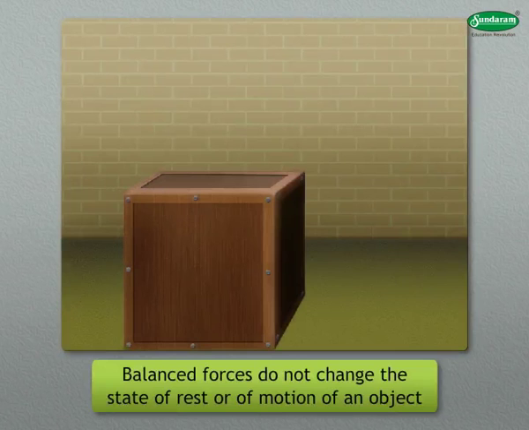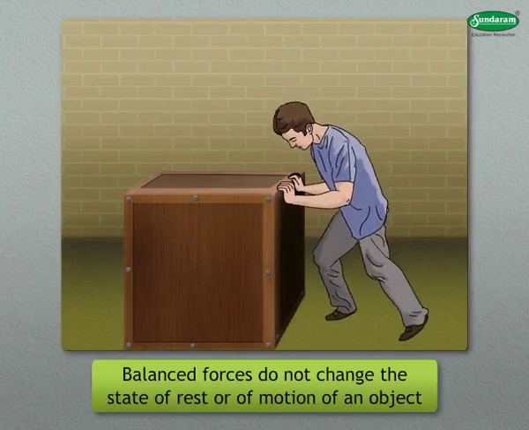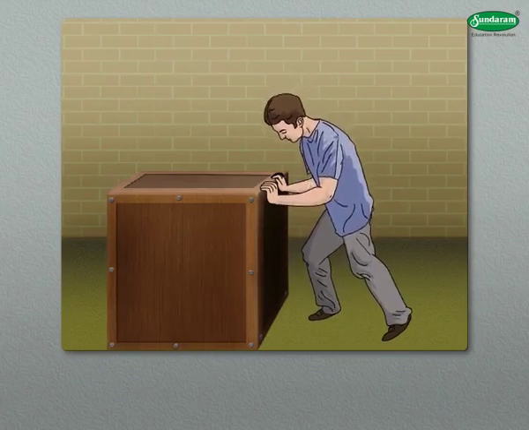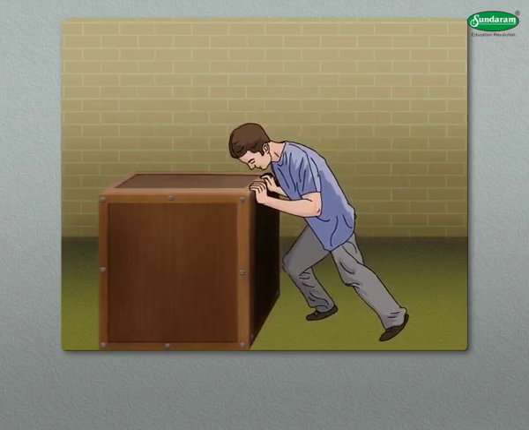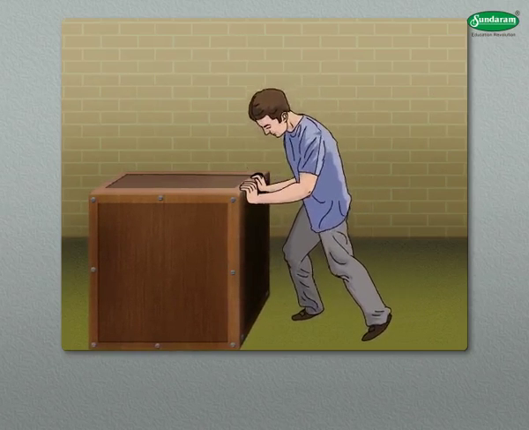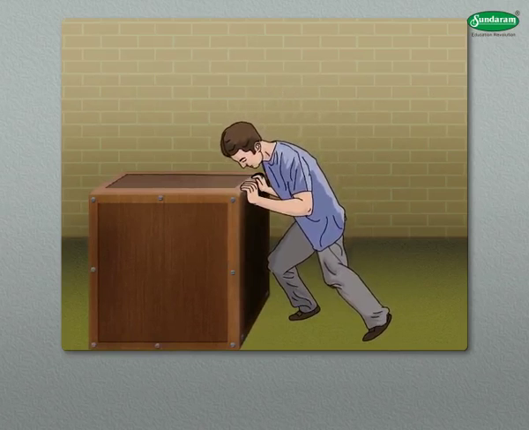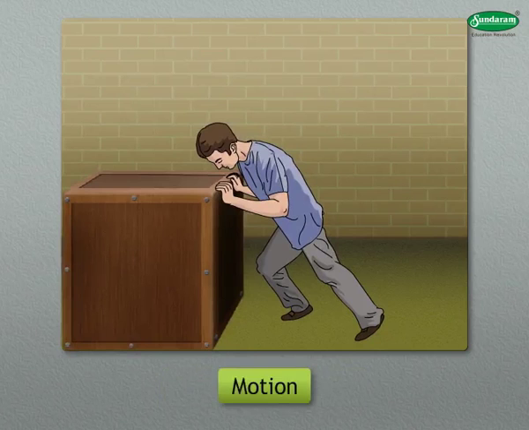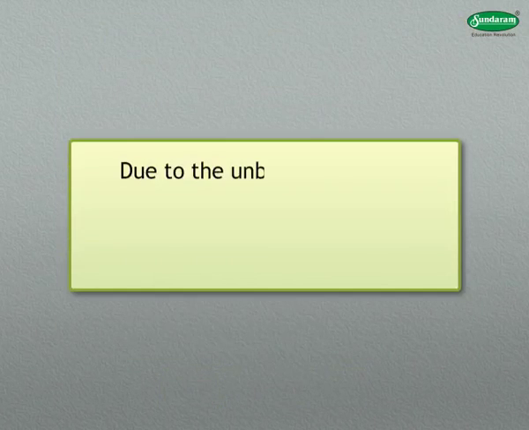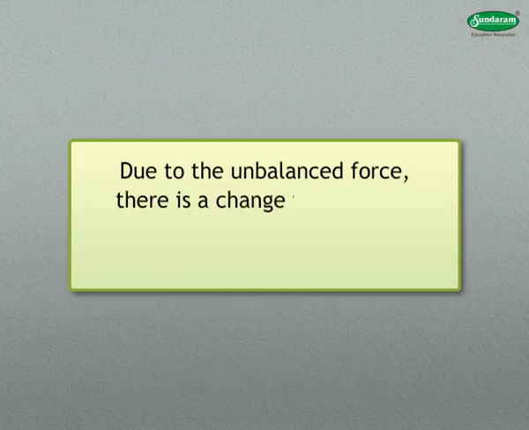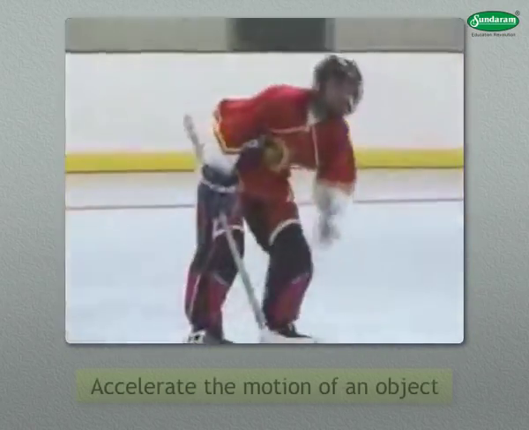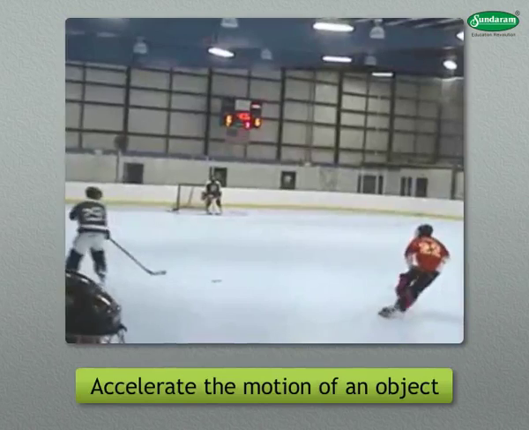Balanced forces do not change the state of rest or of motion of an object. It moves with uniform velocity when forces acting on the object are balanced and there is no net external force on it. But an unbalanced force acting on an object brings it in motion. Due to the unbalanced force, there is a change in the speed of an object or a change in the direction of motion. An unbalanced force is required to accelerate the motion of an object.